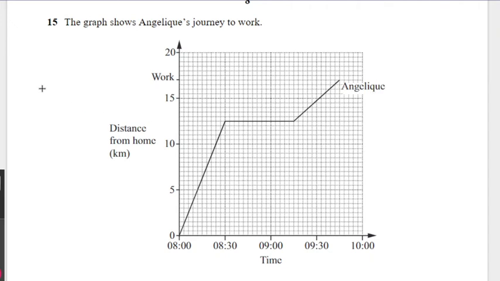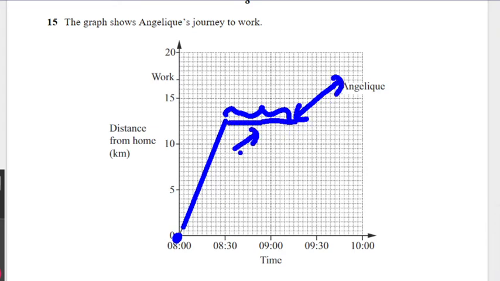Number 15. The graph shows Angelique's journey to work. So this is the distance from home. She started at 8 o'clock, and then she stopped somewhere after traveling a few kilometers here. At 8:30 here, and then after that maybe she's doing something, maybe going for breakfast. Then after that she continues her journey.